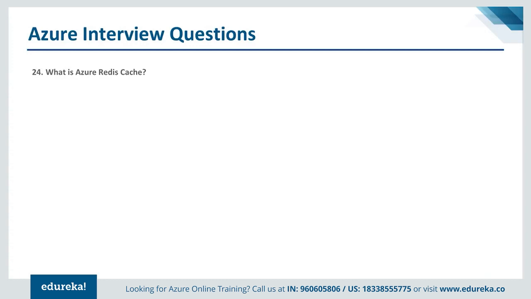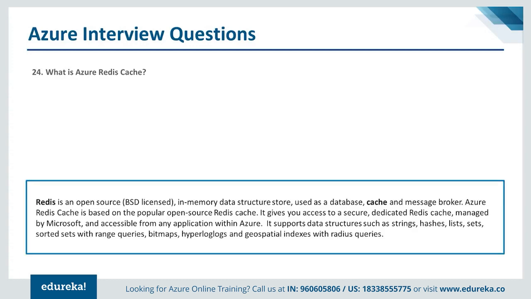Now, talking about what Azure Redis Cache is. Redis is an open source in-memory data structure store used as a database, cache, and message broker. Azure Redis Cache is based on the popular open source Redis Cache. It gives you access to a secure dedicated Redis Cache managed by Microsoft and accessible from any application within Azure. It supports data structures such as strings, hashes, lists, sets, sorted sets with a big range of queries, bitmaps, hyperloglogs, and geospatial indexes with radius queries.